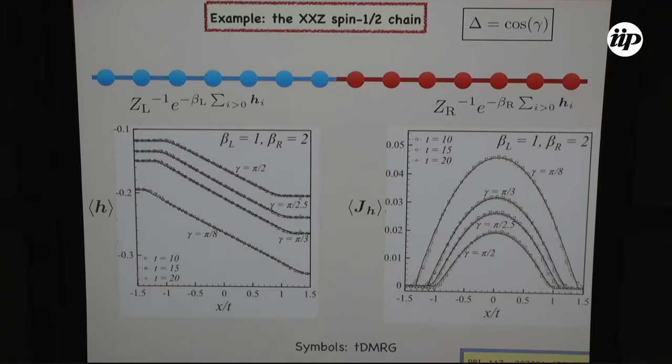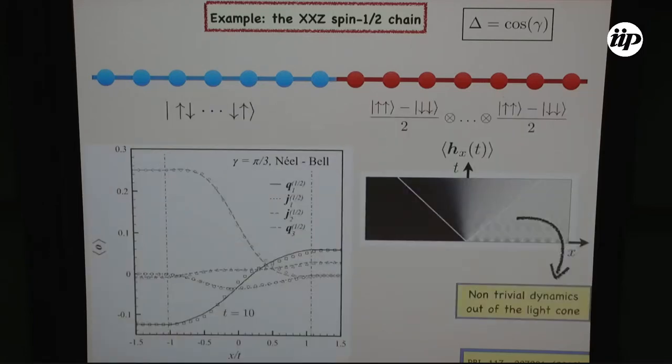But you can study some more complicated cases. For example, this one. So this case here, as you see, has a non-trivial evolution also out of the light cone, because you are joining together two states that are not eigenstates of the Hamiltonian. So this is the profile of energy density, for example. And again, here I'm plotting different profiles of different charges, comparing with TDMRG data for t equal 10. So there are some deviations, but they are due to the fact that t is quite small. Okay.